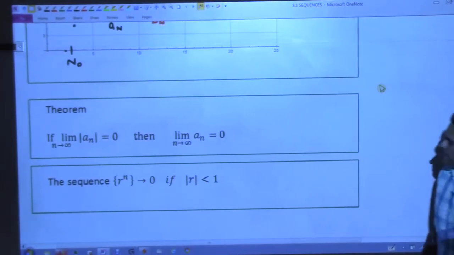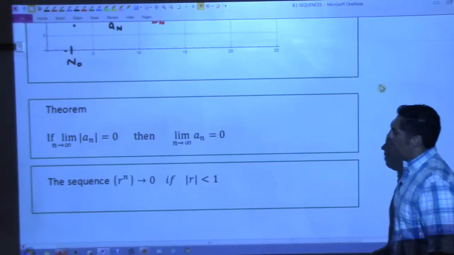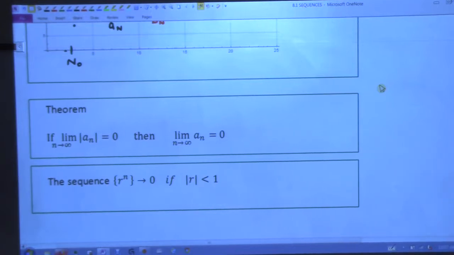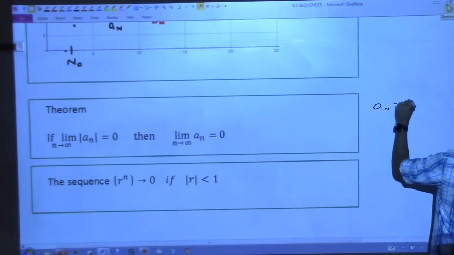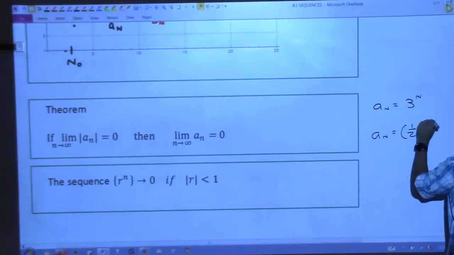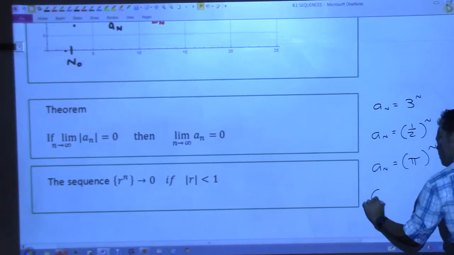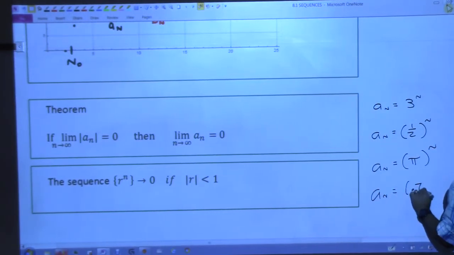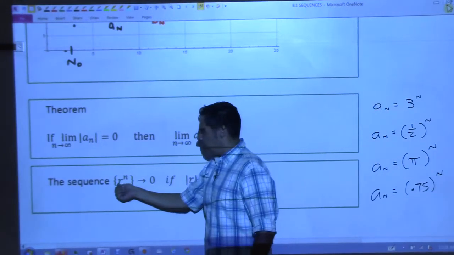Let's look at the next one. So this is a specific result. It says, look, let's say that we have a sequence r to the n. So what I mean by that is, let's say our sequence is like a sub n equals 3 to the n, or a sub n equals 1/2 to the n, or a sub n equals pi to the n, or a sub n equals 0.75 to the n. Okay, these are all sequences that have this pattern of some number raised to the n.